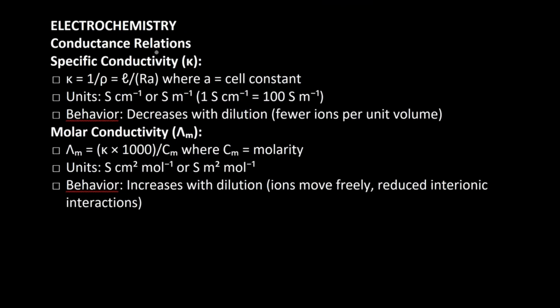Then comes our very important chapter, electrochemistry. First, let's talk about the conductance relations. Specific conductivity kappa is equal to 1 by rho, which also can be written as L by RA, where L by A stands for the cell constant. This conductivity decreases with dilution. And molar conductivity increases with dilution because the ions can move freely, which reduces the inter-ionic interactions.